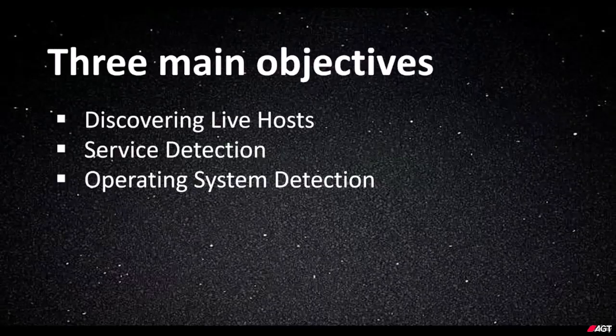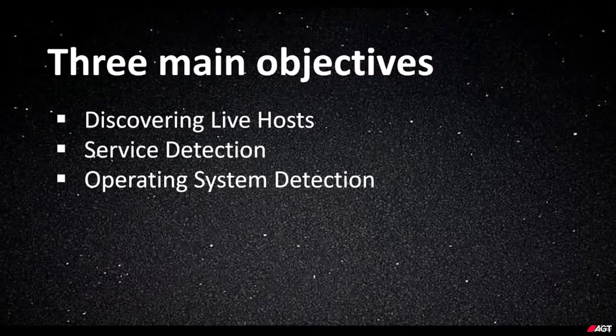There are three main objectives of network scanning. First is discovering live hosts, so we identify which devices are active and connected to the network. Then service detection will determine the services and applications running on the discovered hosts. And then operating system detection, so we identify the operating systems of the hosts. Nmap is widely used for these purposes due to its efficiency and the wealth of information it can provide.